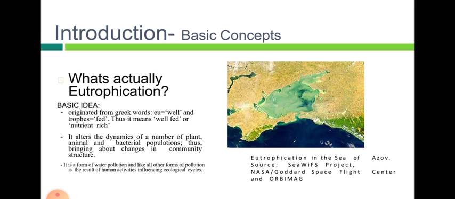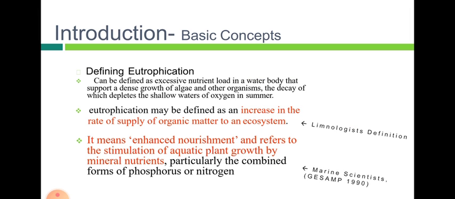influencing ecological cycles. Eutrophication in the Sea of Azov, source SeaWiFS Project, NASA Space Flight Center and ORBIMAGE, as shown in the figure. Eutrophication can be defined as excessive nutrient load in a water body that supports a dense growth of algae and other organisms, the decay of which depletes the shallow waters of oxygen in summer.